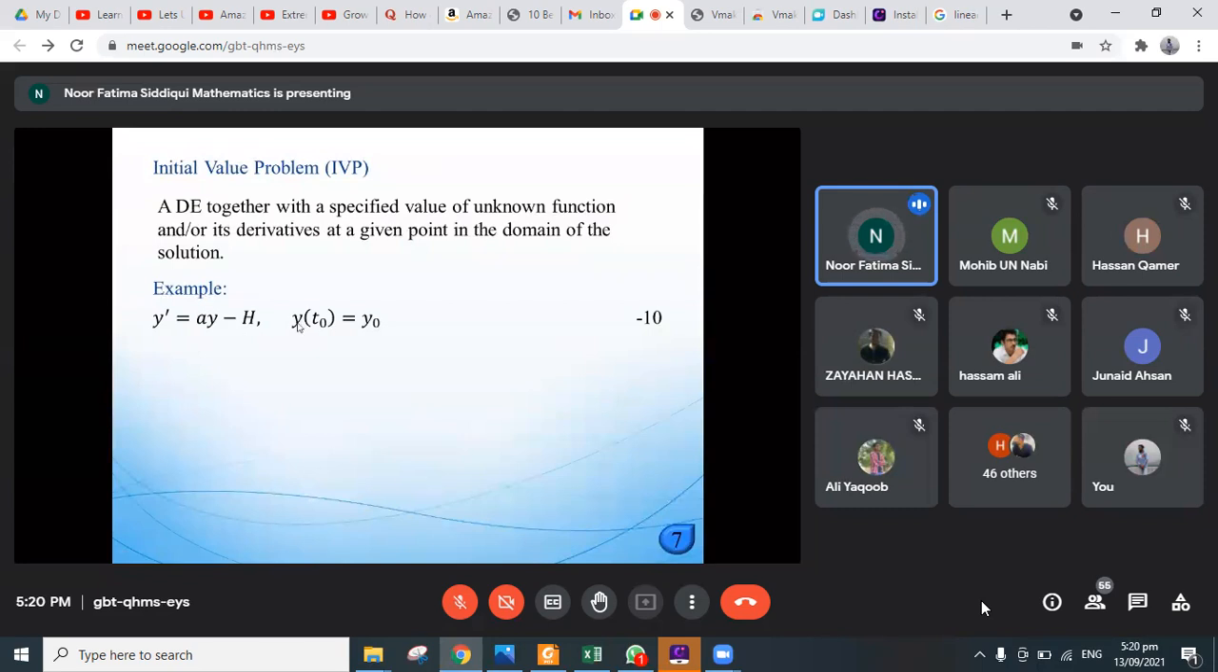This means that y, which is the dependent variable, at t naught, where t naught is some value of the independent variable, is equal to y naught. It means we know the dependent variable at some particular point of the independent variable. This type of condition is called an initial condition. And whenever a differential equation is given with an initial condition, it is together called an initial value problem.